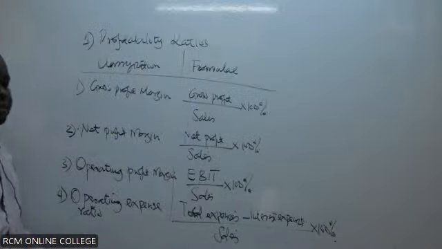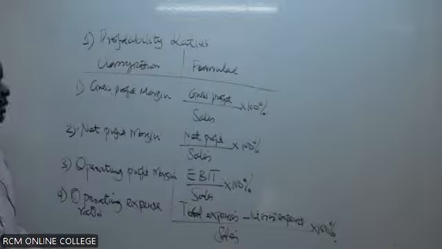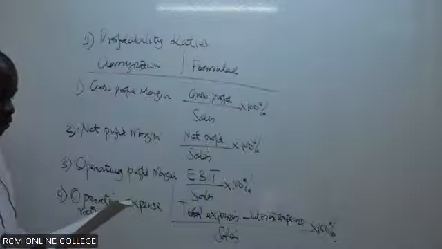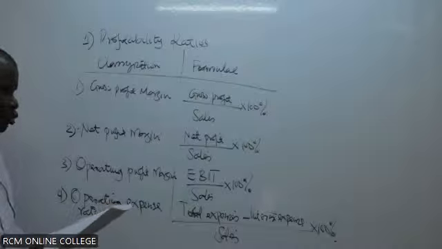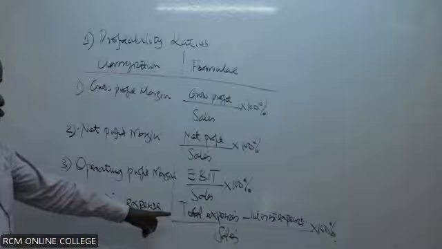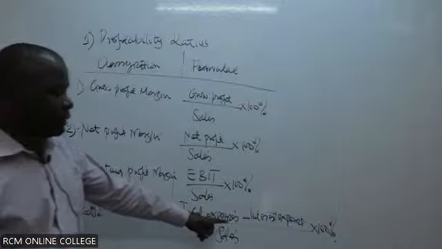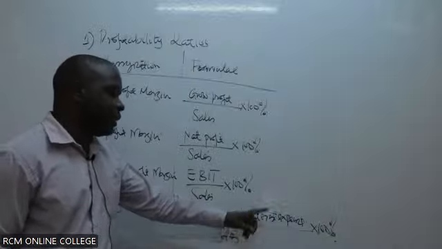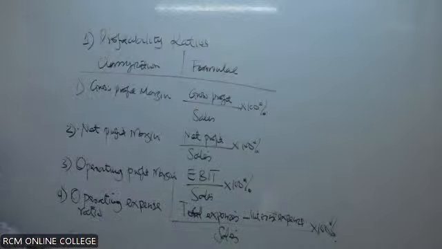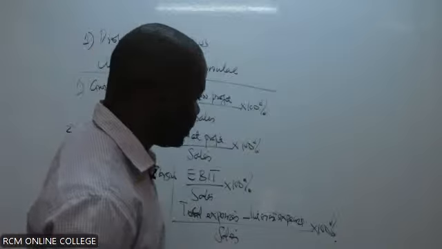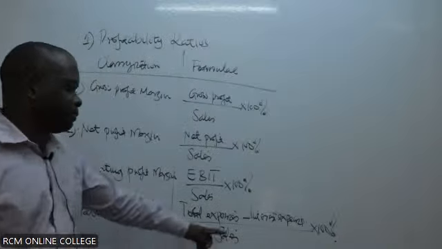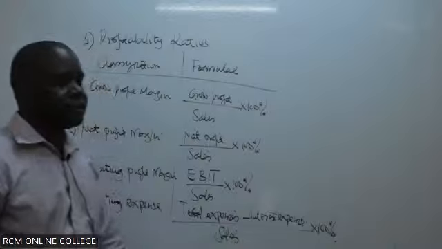So these are the profitability ratios. I can see you're asking about depreciation. So this is the formula. Don't bring in depreciation. Just eliminate only the interest expense, not depreciation. Don't eliminate depreciation. Eliminate only the interest expense.